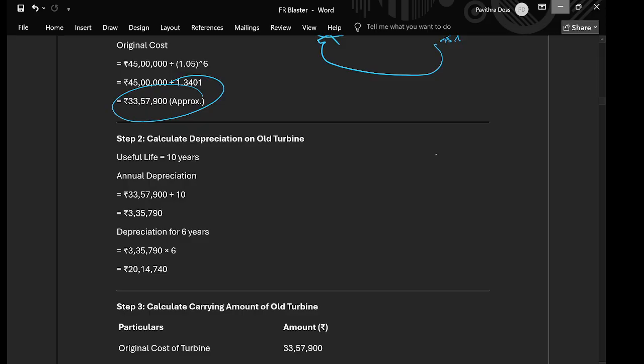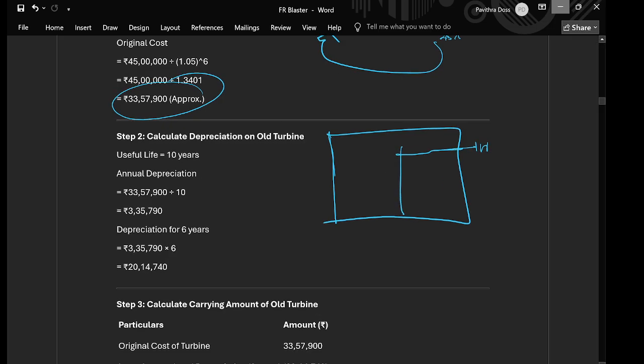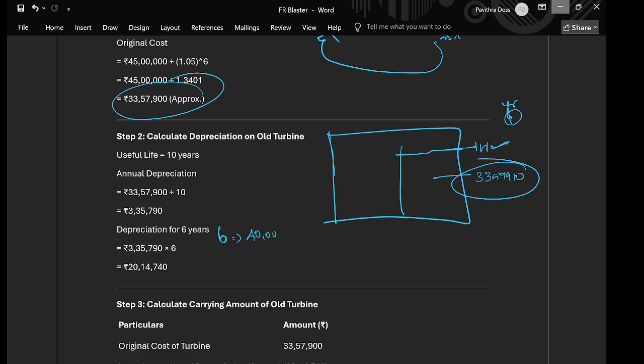I'll do it in here. The entire machine is 1 crore, and this turbine is 33,57,900. This is the value of it on year 1, day 1. So let us find the value of it at the end of the 6th year. If we depreciate this 1 crore for 6 years, we'll get about the value of 40 lakh. Simple math. Then this value at the end of the sixth year, how will we find that?